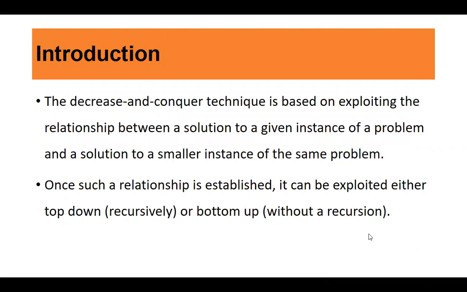The decrease and conquer technique is based on exploiting the relationship between a solution to a given instance of a problem and a solution to the smaller instance of the same problem. That means every iteration of the algorithm will have one portion of the unsolved problem and one portion of the solved problem. So the solution will have two parts, solved part and unsolved part, right?